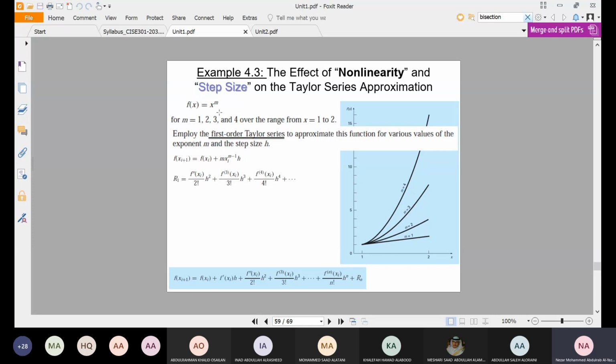So here, if we change the value of m from 1 to 4, for example, m equal to 1, I have x to the power 1, and we use the first order expansion to approximate the function. After that, we compare the errors at different steps, or for different values of m. The range we start from is 1 to 2. We want to start from 1 and estimate the value at x equal to 2.